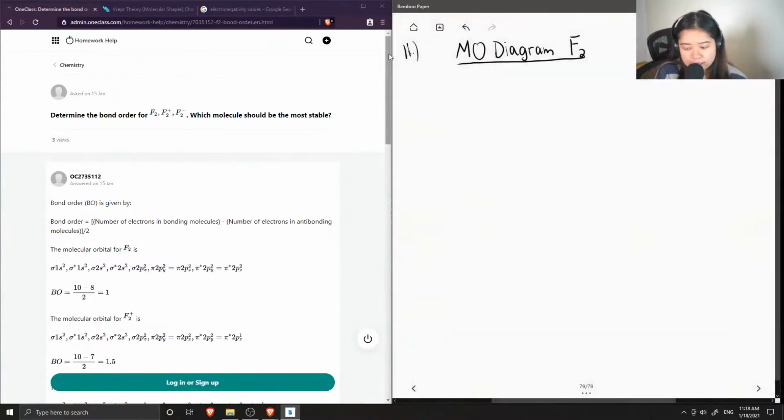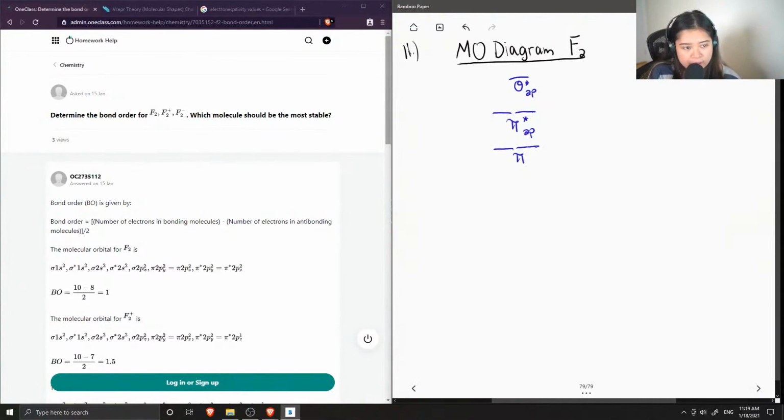So the highest in energy in terms of the orbitals for F2 would be the sigma star orbital in 2p. Below that is the pi star in 2p. And then the star signifies that these are anti-bonding orbitals. And when there is no star, these are known as bonding orbitals.